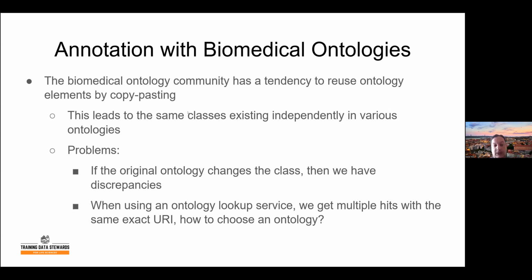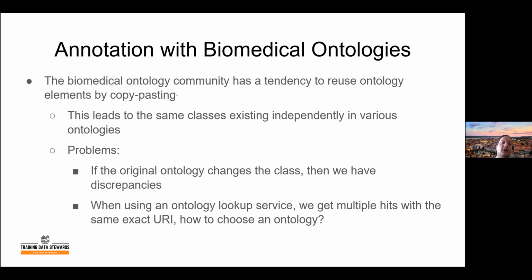Okay, in the interest of reusability, they will simply cut a piece of an ontology, the terms they want to use, and paste them into the ontology that they are developing. Of course, this is by definition an aberration, okay? This would mean that the concepts in an ontology have an independent existence on their own, which they don't.